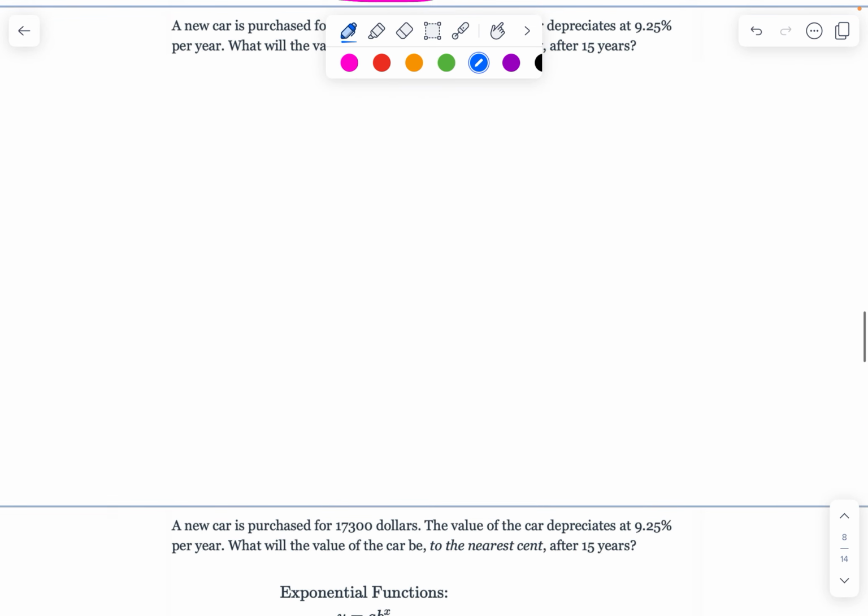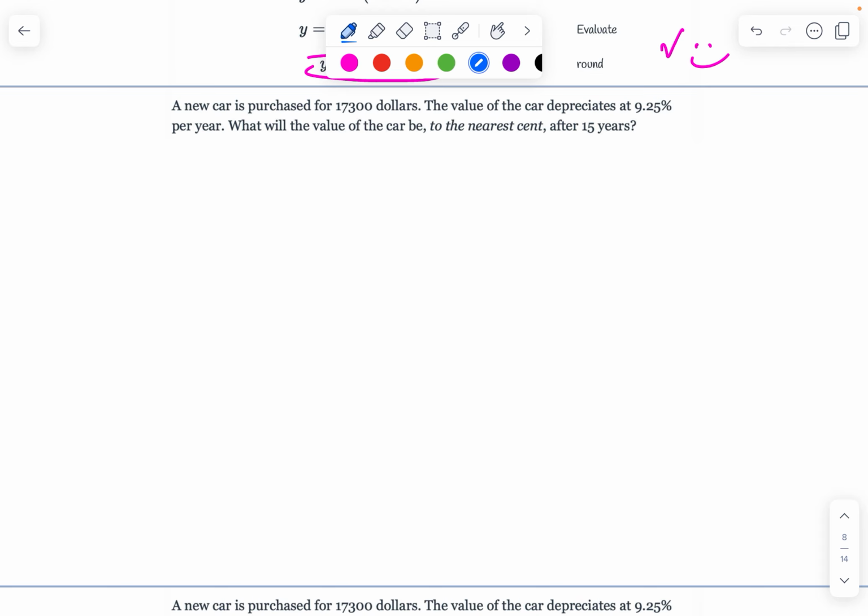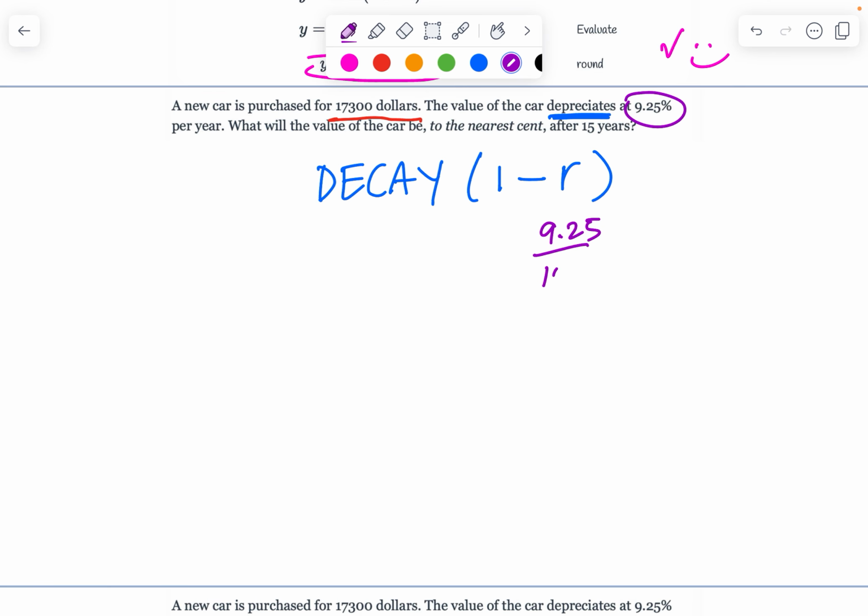And it might just be very upfront, like this problem. New car is purchased for this many dollars. The value of the car depreciates. That automatically means we have decay. It's going to be 1 minus our rate. Our rate is 9.25%. Going to have to convert that. 9.25 divided by 100. That's going to give you 0.0925, right?